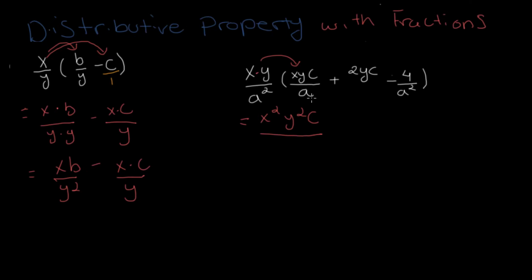Let's move on to the denominators. So a squared times a is going to be a cubed. When you have exponents, we add the exponents when we're multiplying. Remember, this is an imaginary 1 right here. So 2 plus 1 is going to be a cubed.